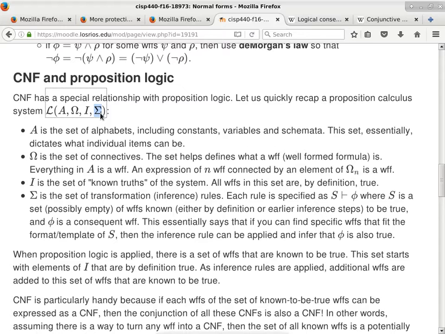But the connection is still the important part, which is how the CNF relates to propositional logic. In propositional logic, we are trying to apply all those rules in zeta, the transformation rules or the inference rules, to come up with consequent well-formed formula, and we're just trying to come up with the well-formed formula that is representing the theorem that we're trying to prove. So that's how we're trying to prove theorems in propositional logic.